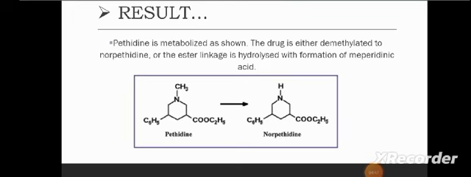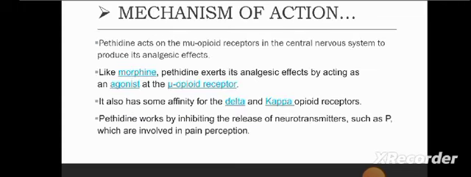So after all the observation and experimentation, the result was that pethidine was metabolized as shown. The drug is either demethylated to norpethidine or the ester linkage is hydrolyzed with the formation of metapethidinic acid. Next, we will move forward to the mechanism of action.